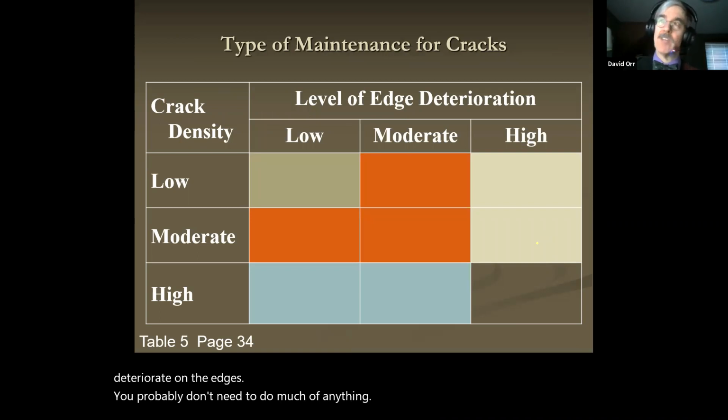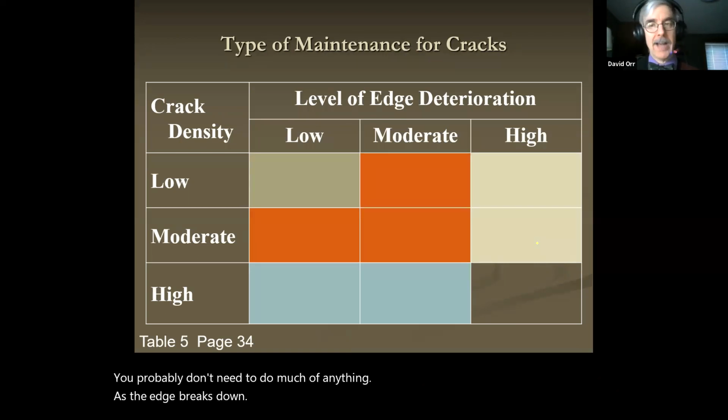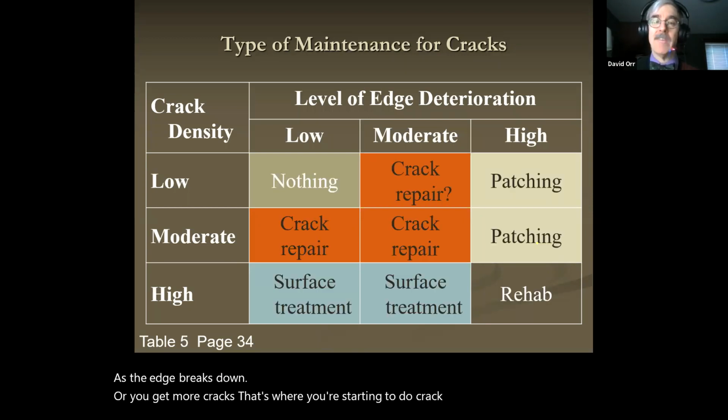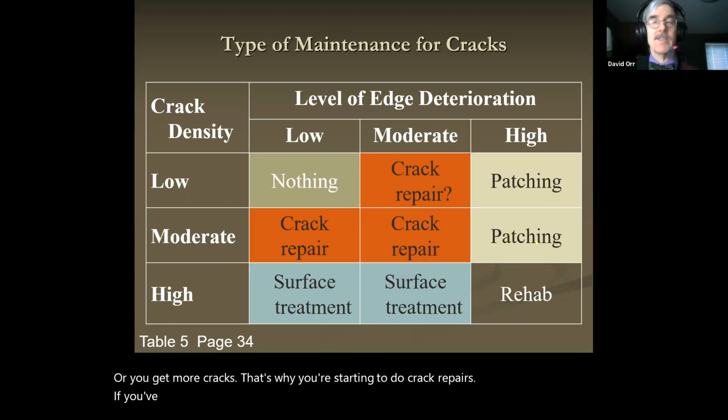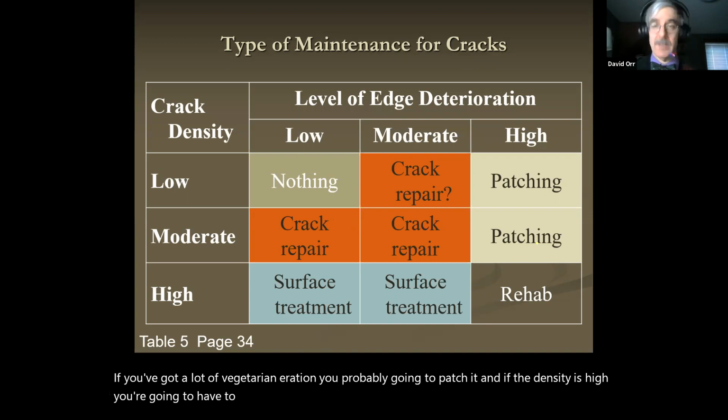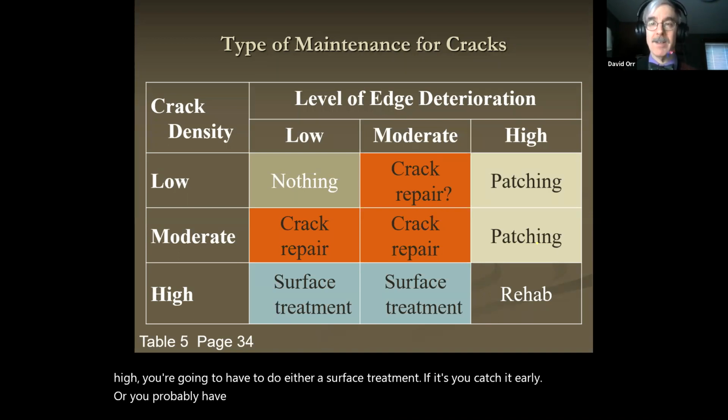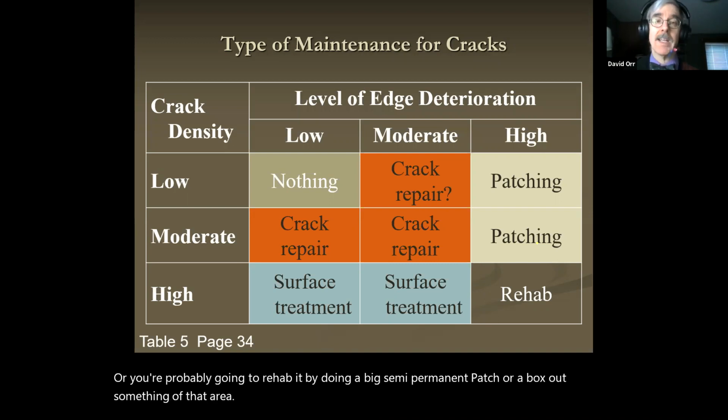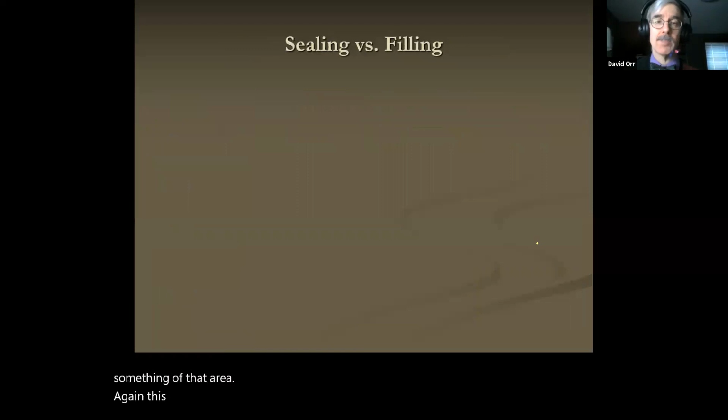As the edge breaks down or you get more cracks, that's where you're starting to do crack repairs. If you've got a lot of edge deterioration, you're probably going to need to patch it. And if the density is high, you're going to have to do either a surface treatment if you catch it early, or you're probably going to have to rehab it by doing a big semi-permanent patch or a box out, something of that area. And again, this is described in the pavement maintenance book.